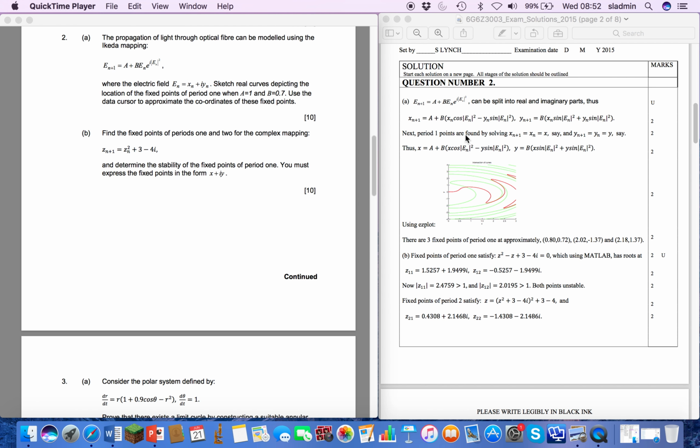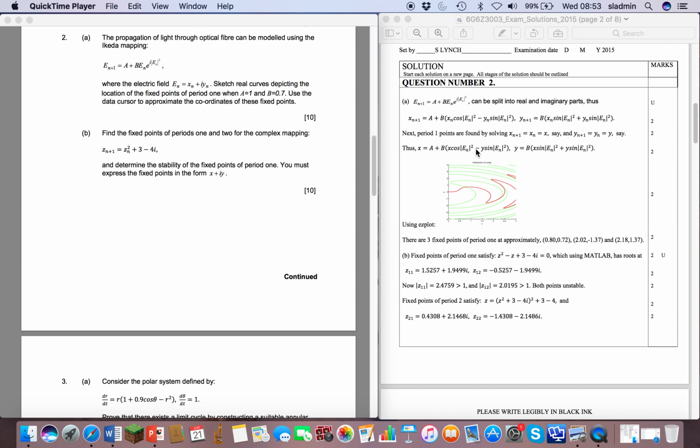To determine the fixed points of period 1, we assume that x_{n+1} is the same as x_n, and then we call it x say, and y_{n+1} equals y_n, and we call it y say. So we get simultaneous equations. So here are the simultaneous equations in x and y. And remember, e_n mod e_n squared is just x squared plus y squared.